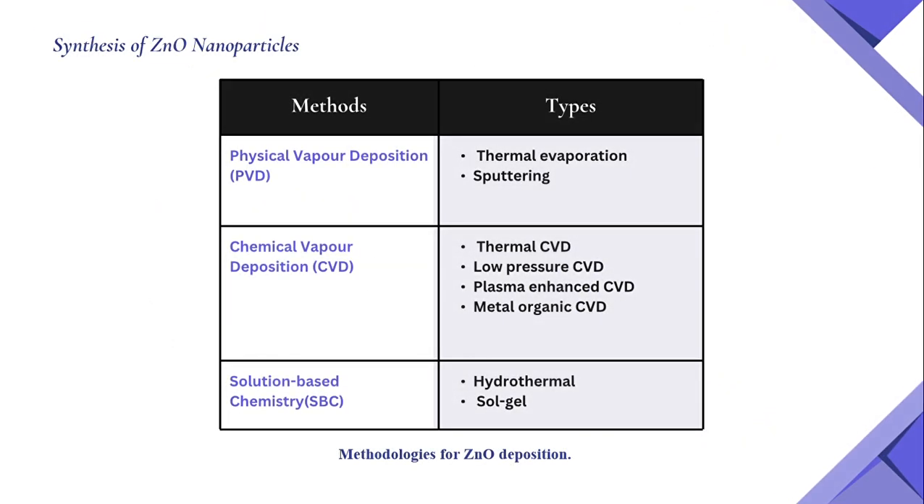Okay, here are some synthesis methods of zinc oxide nanoparticles. We use different methods here: physical vapor deposition, chemical vapor deposition, and solution based chemistry. Physical vapor deposition mainly involves thermal evaporation and sputtering. Chemical vapor deposition mainly involves thermal CVD, low pressure CVD, plasma enhanced CVD, and metal organic CVD. And solution based chemistry involves hydrothermal and sol-gel techniques.